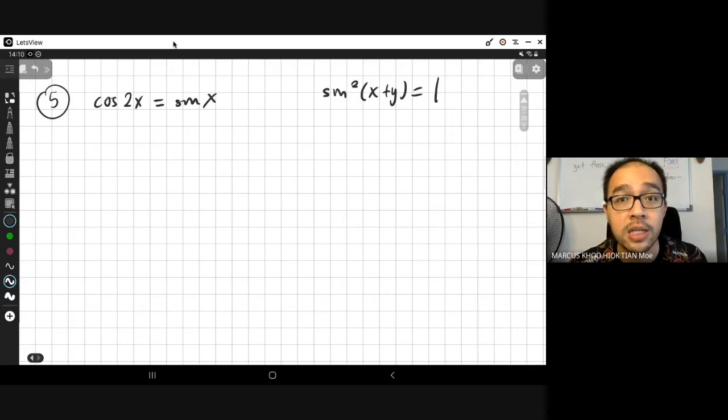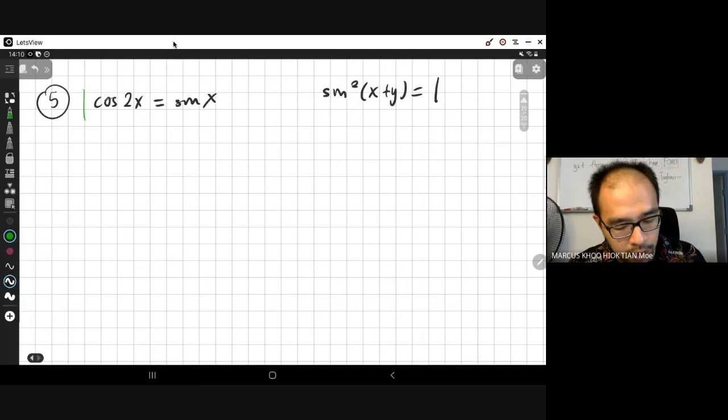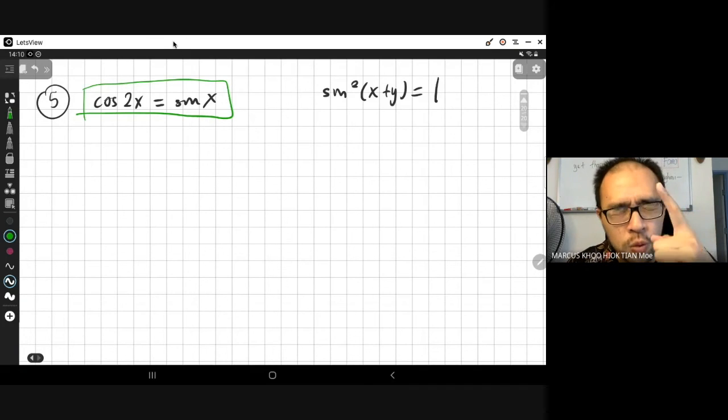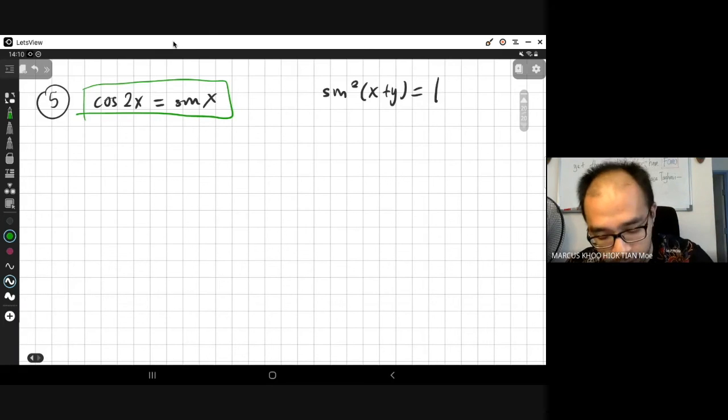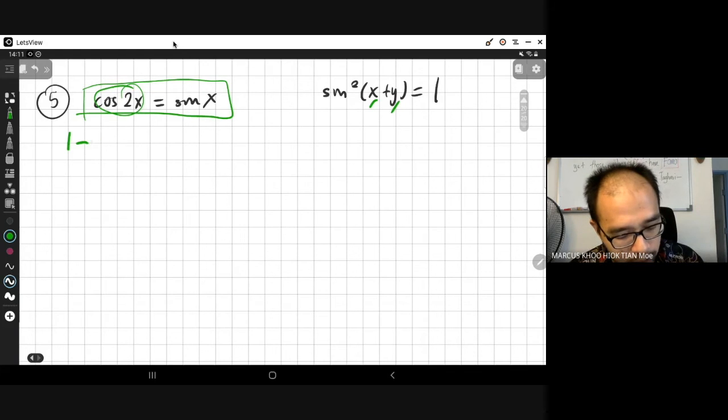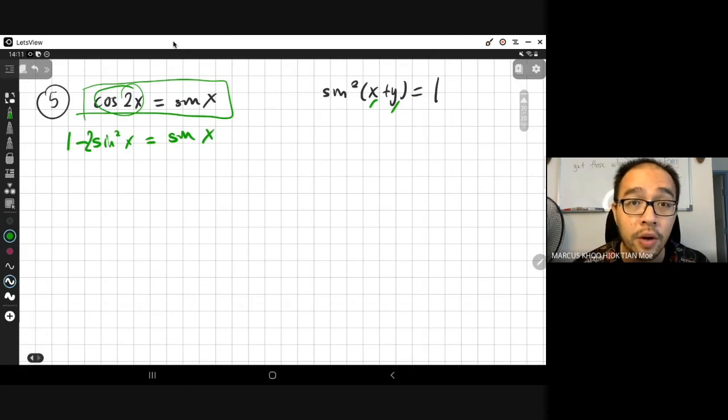If you take a look at these 2 equations, you will immediately know that the first thing to do is to settle this one, because this one is settleable. It can be settled because only one angle is involved. This one has angle x and angle y, so we don't really want that. We settle this one first. cos 2x equals sine x. If you remember from our work from Monday until yesterday, you will know that you need to change this to sine squared x. So this will be 1 minus 2 sine squared x equals sine x. This is easily done by factorization.